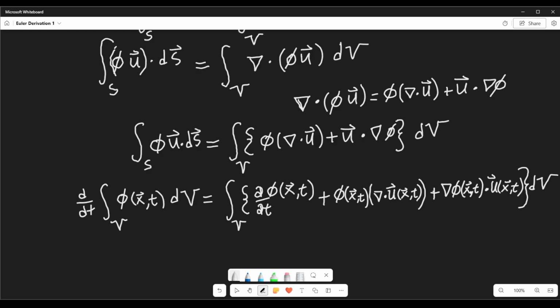So, checking this to make sure I got it down right. Okay. The next step will be to set up this equation and then put it back into the original Euler equation.